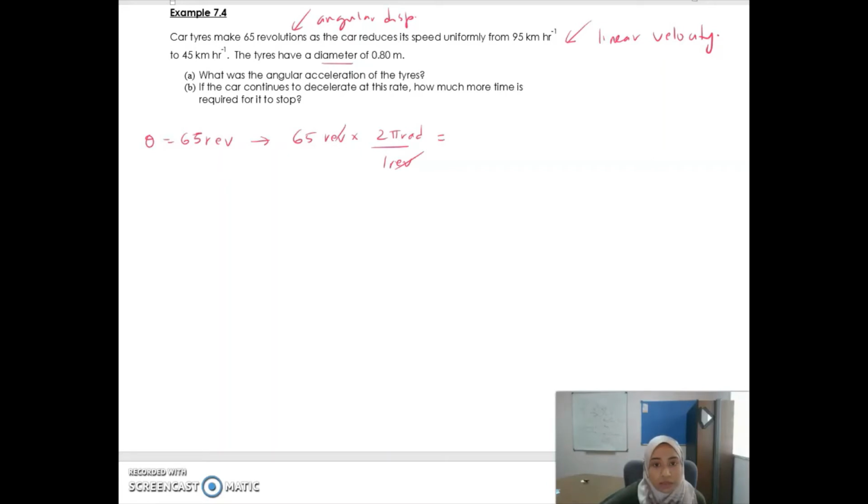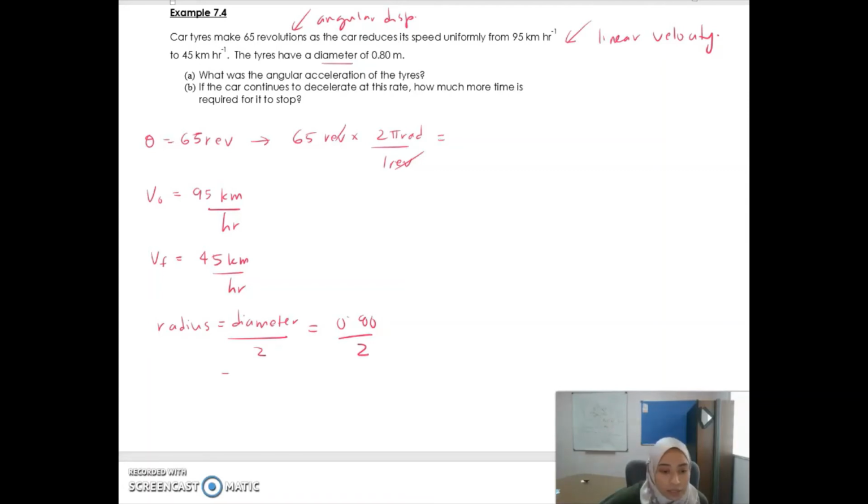Now it has uniform speed from 95 km per hour, which means that this is your initial velocity, to a final velocity of 45 km per hour. The tires have a diameter, so this is your radius. It should be diameter divided by 2. Your diameter is already in meters, you don't have to convert it, but you have to divide it, right? So your radius is 0.4 meters.